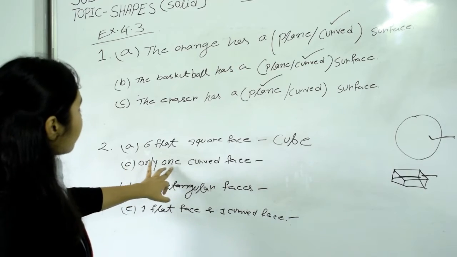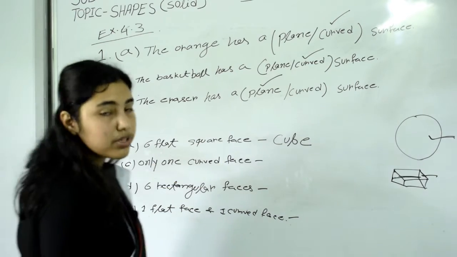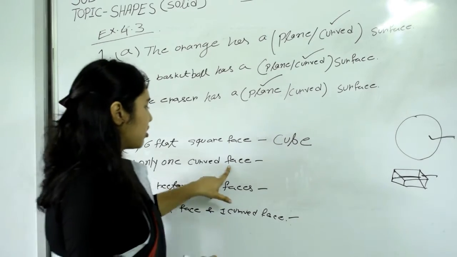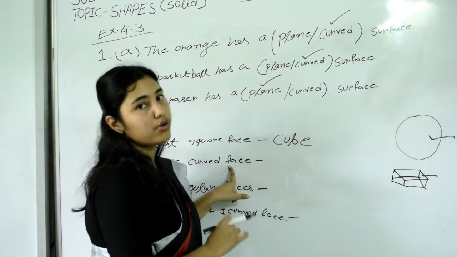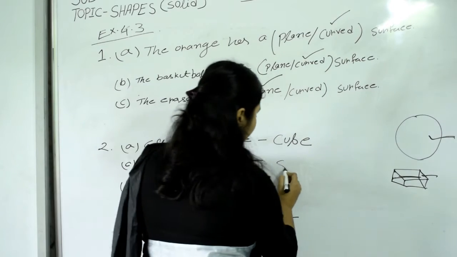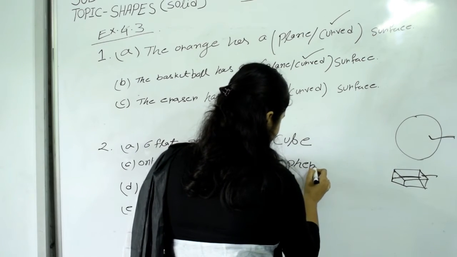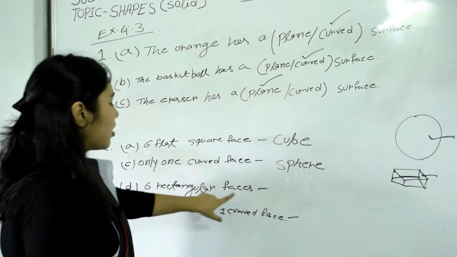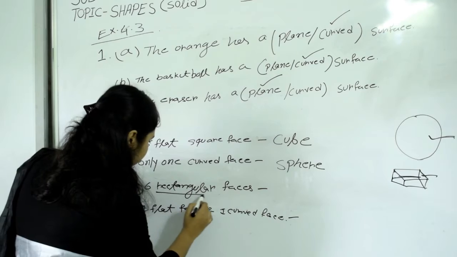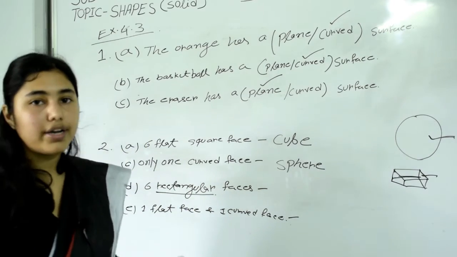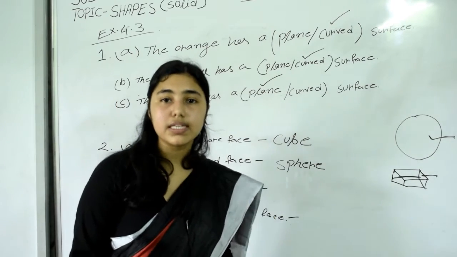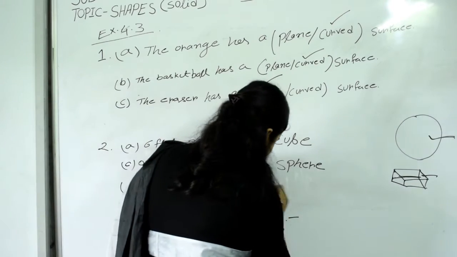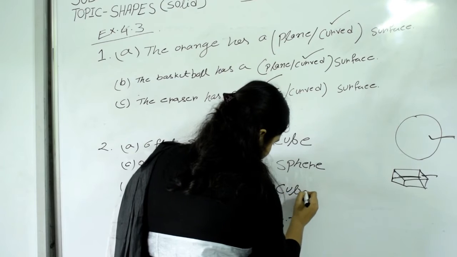Next, only one curved face. We know that a sphere has only one curved face with no edges or vertex. So our answer is sphere. Next, 6 rectangular faces. Now we know that a cuboid is made up of 6 rectangular flat faces. So here our option is cuboid.